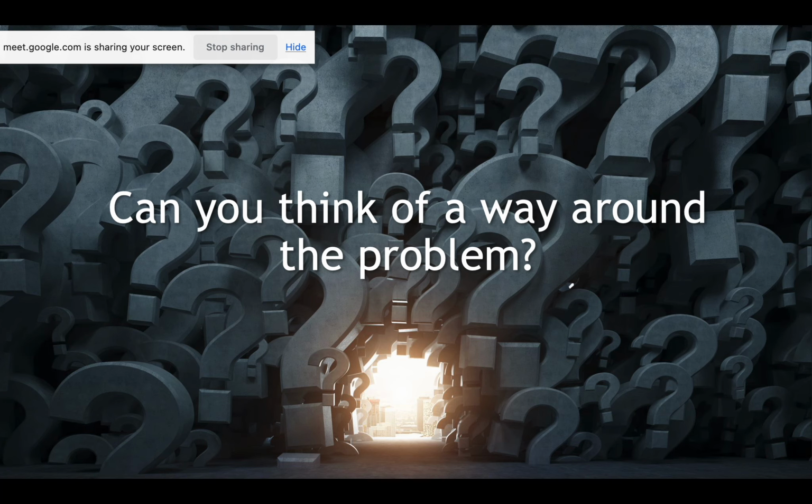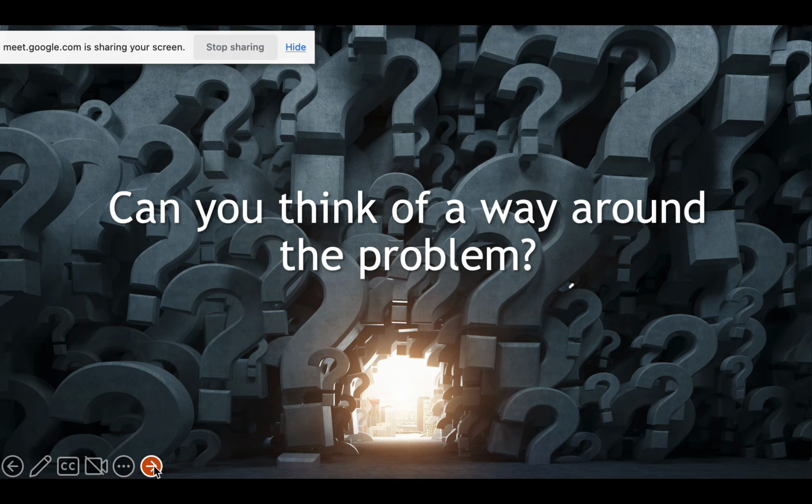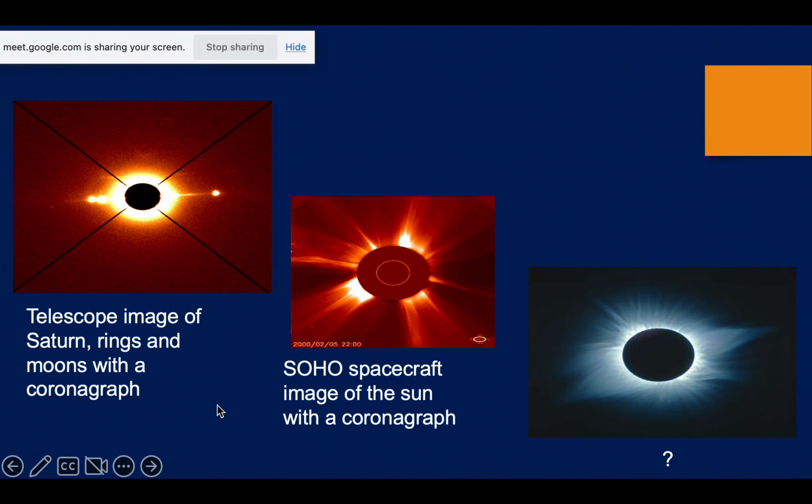And therefore, if you want to actually do that, that's very, very difficult because often the planet is close to the star, the star is so bright, and you won't be able to observe it. So what is the way around the problem? The simplest way is what is called a coronagraph.